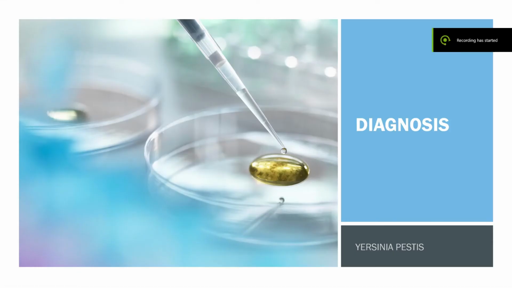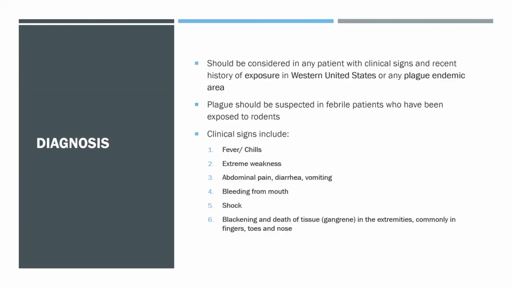Diagnosis, techniques, and concepts for Yersinia pestis. Diagnosis should be considered in any patient with clinical signs and recent history of exposure in Western United States or any plague endemic area. Plague should be suspected in febrile patients who have been exposed to rodents. The clinical signs include fever, chills, extreme weakness, abdominal pain, diarrhea, vomiting, bleeding from mouth, shock, blackening and death of tissue, also known as gangrene, in the extremities, commonly in the fingers, toes, and nose.